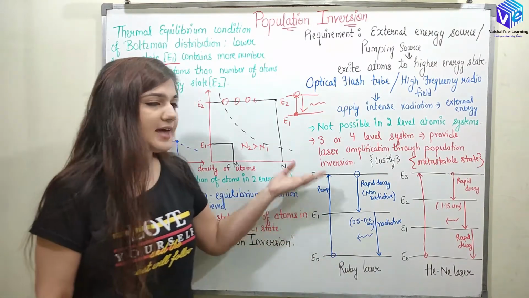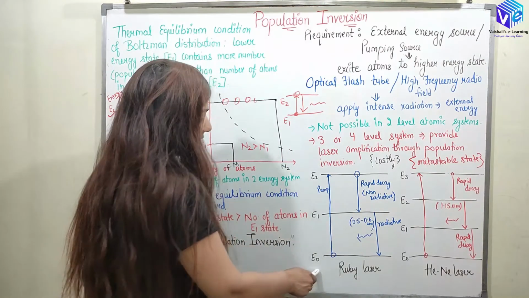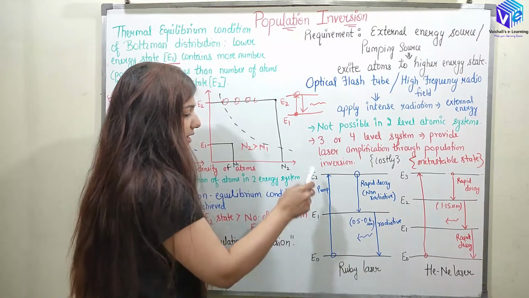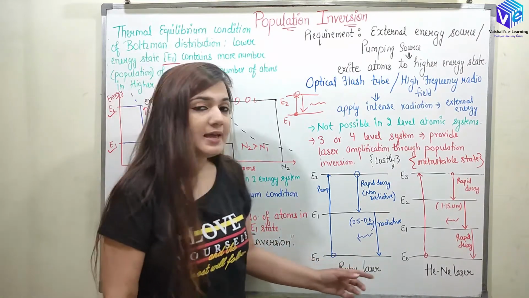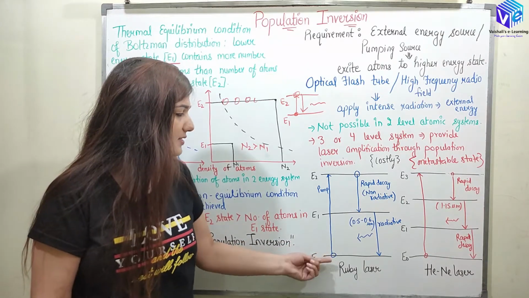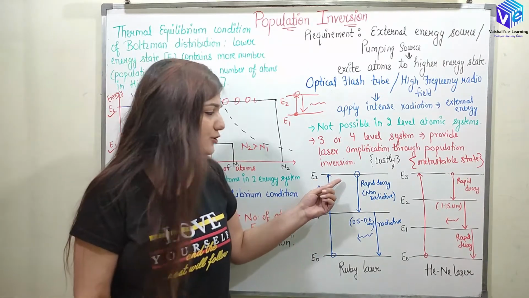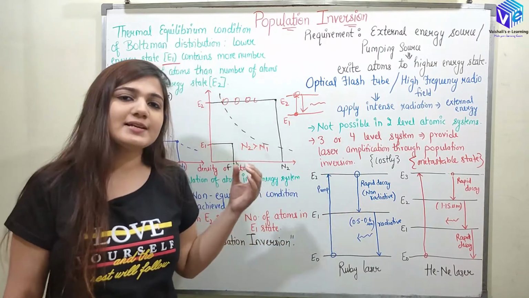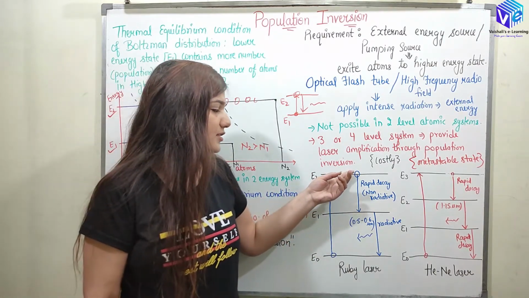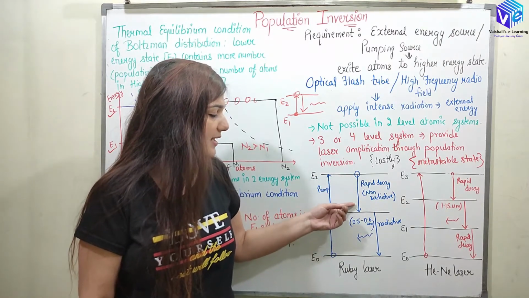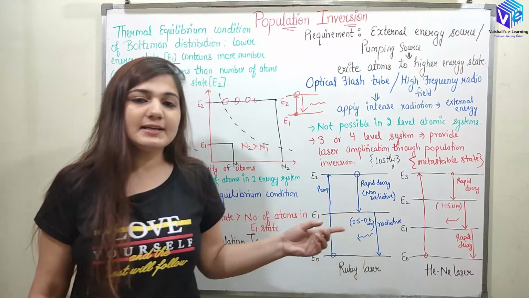So this is a 3 energy level structure. This is my lowest energy level E0. This is my metastable level E1, and this is my level E2. So when I provide external energy with the help of pumping, the atom will move to the energy level E2, and when it reaches E2, we know it's an excited state, so it's an unstable state, and the atom will move or jump rapidly to this metastable state E1.